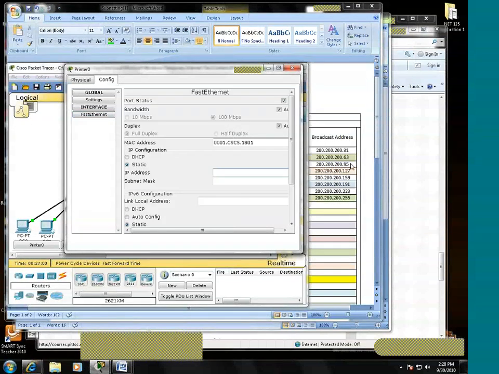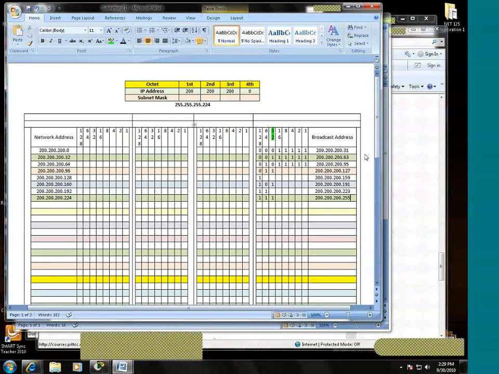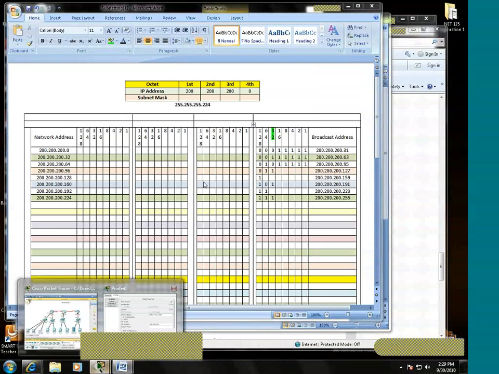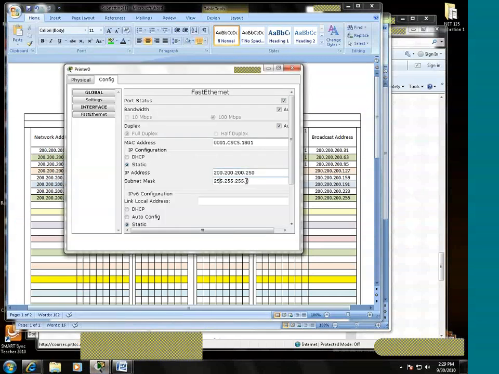IP address is, what's a good IP address? Can I use 250? Yeah, sure. If I can use 250. Okay, am I done? Subnet mask. Okay, am I done?